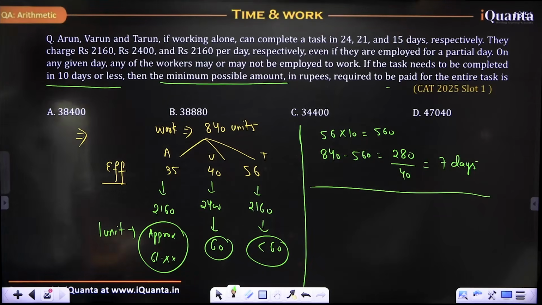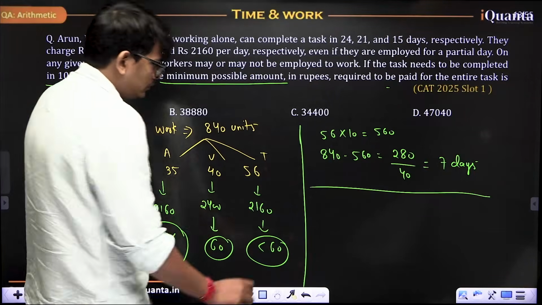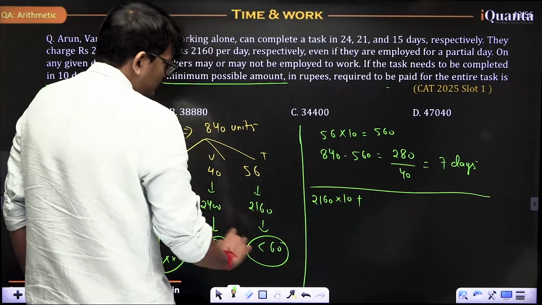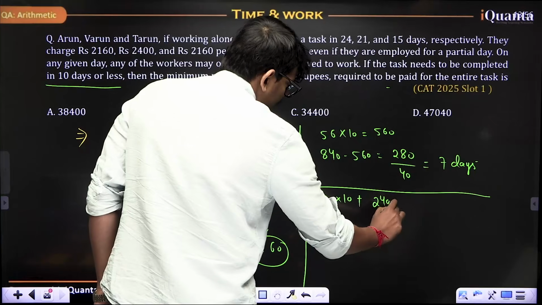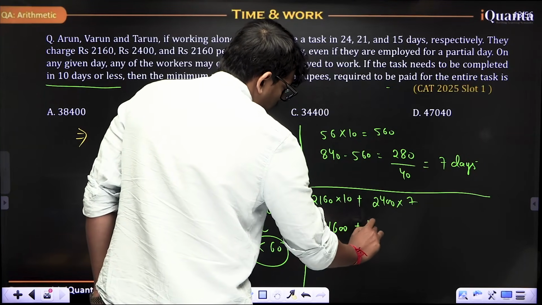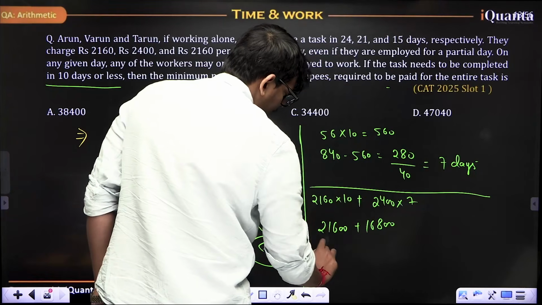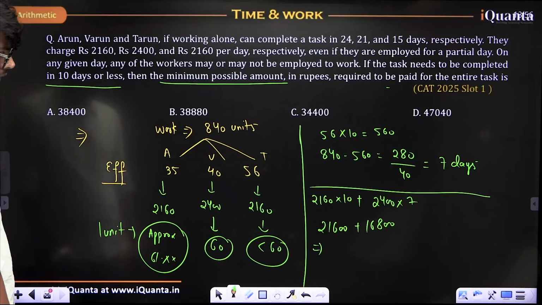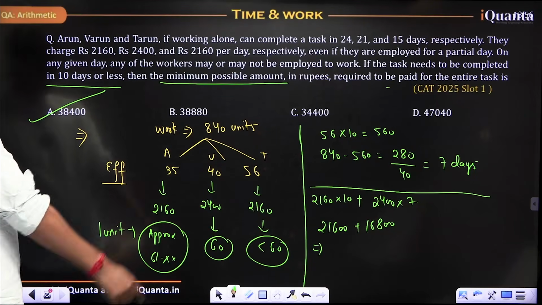Now we have to find out the cost. So this person worked for 10 days. This person worked for only 7 days. So 21600, 16800. So answer is 38,400. Option number A.